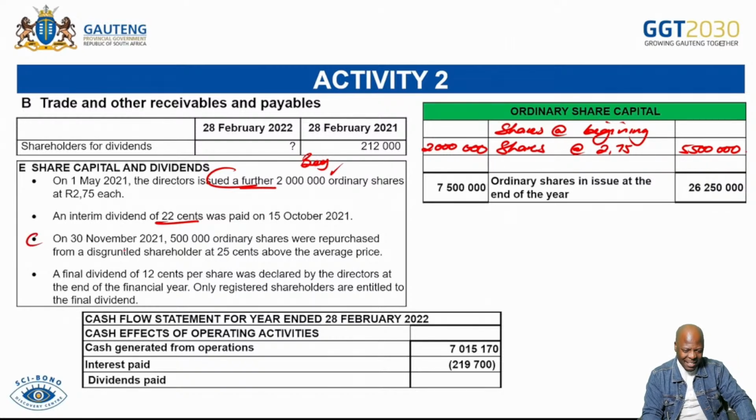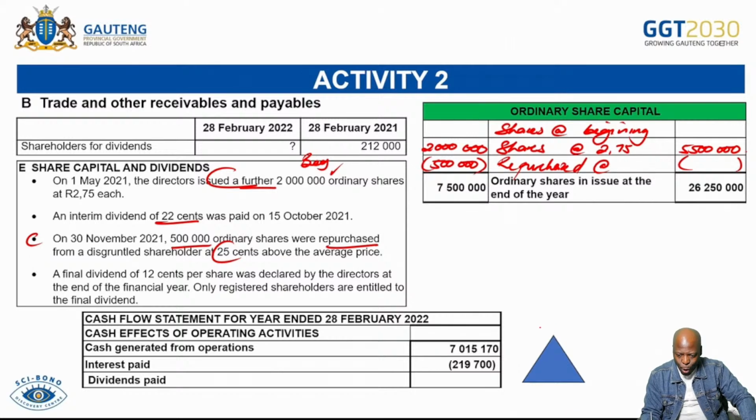So we then come here and it says, on 30 November 2021, 500,000 shares were repurchased. So that means once I hear the word repurchased, I come here, then I put my bracket, and then I say 500,000. And I know these were repurchased at, and I put another bracket over here. Then I'm told, from a disgruntled shareholder at 25 cents above the average price. The triangle then comes to the picture.